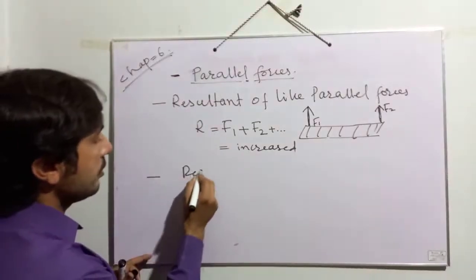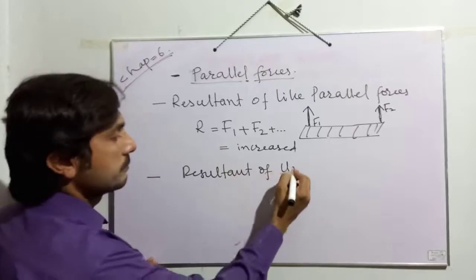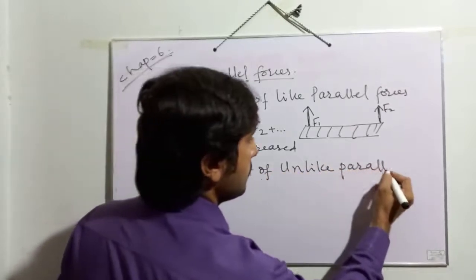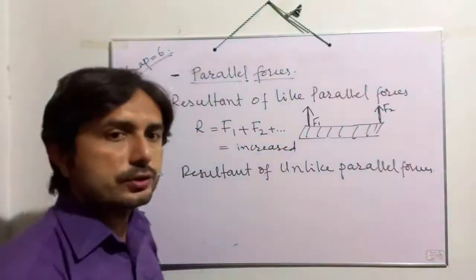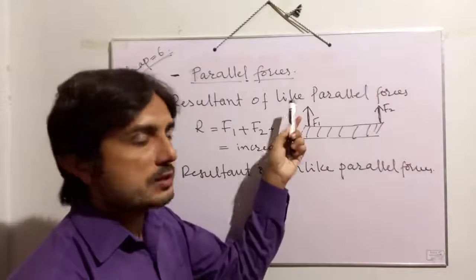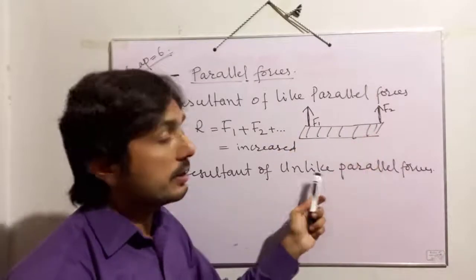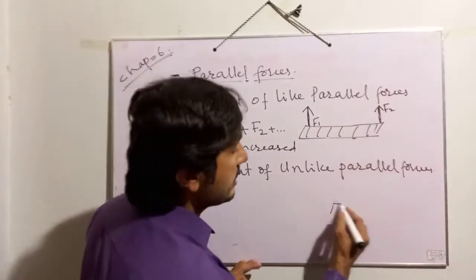The resultant of unlike parallel forces. As I told you, like parallel forces means the forces which are acting in the same direction. However, unlike parallel forces means the forces which are acting in the opposite direction. So let's take an example.